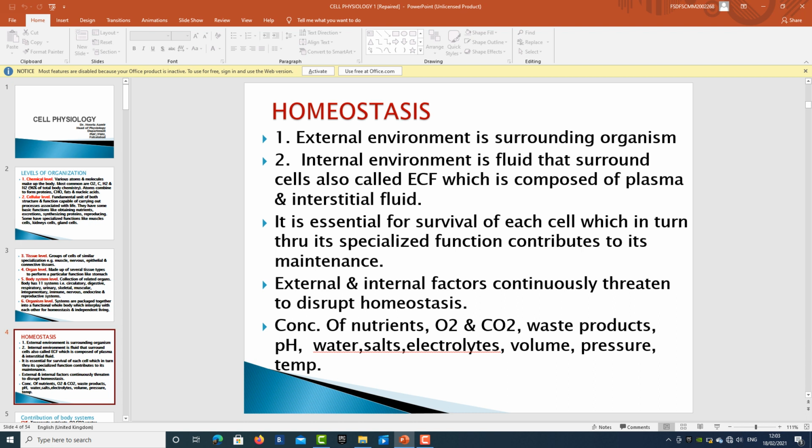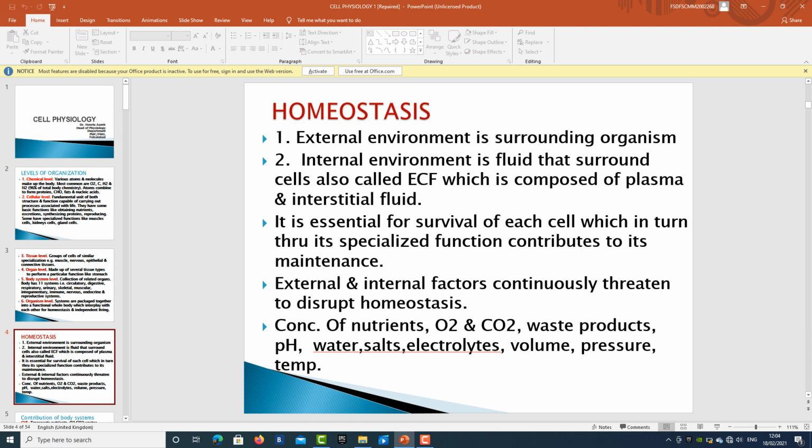So, today we are going to focus on the term homeostasis. Now, what is it? The external environment is that environment in which we are living, that is outside our body, right? Then we have the internal environment. Now, what is it? The internal environment is actually the fluid inside our body, which is surrounding the cells, which is given the name of extracellular fluid, which is composed of plasma and interstitial fluid. It is essential for survival of each cell, which in turn, through its specialized function, contributes to its maintenance.